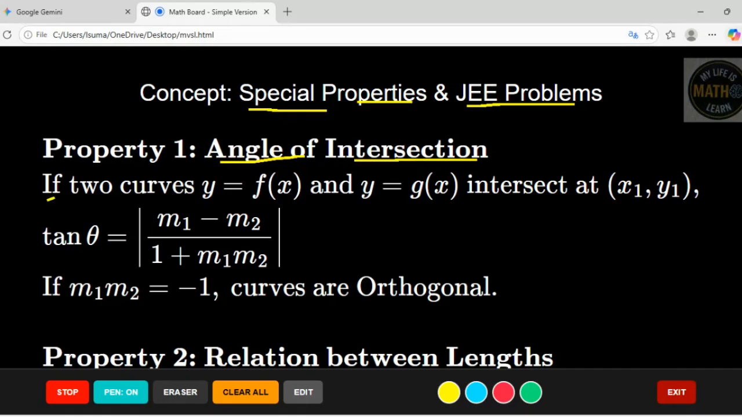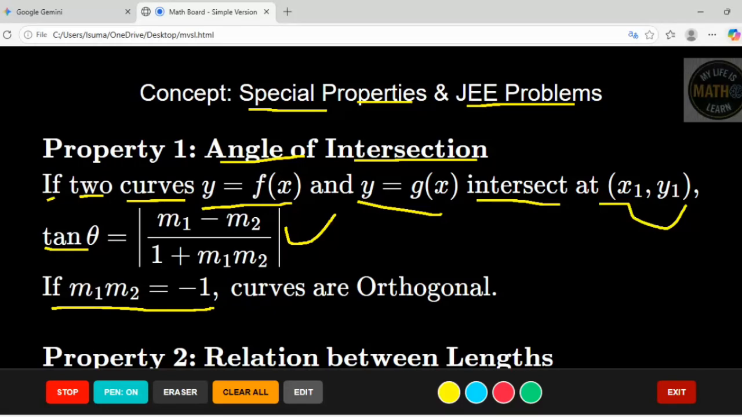Now a special property, a JEE problem, angle of intersection. If two curves y is equal to f of x and y is equal to g of x intersect at x1, y1, then tan theta is equal to m1 minus m2 by 1 plus m1 m2. If m1 into m2 is equal to minus 1, the curves intersect each other orthogonally, which means they make 90 degrees.